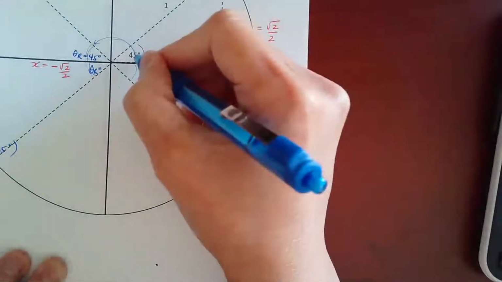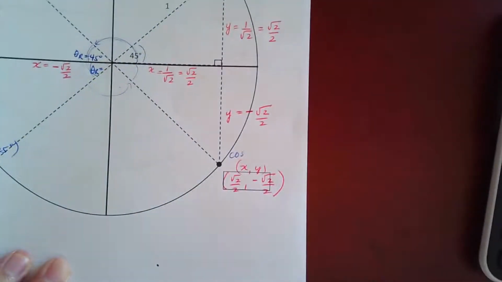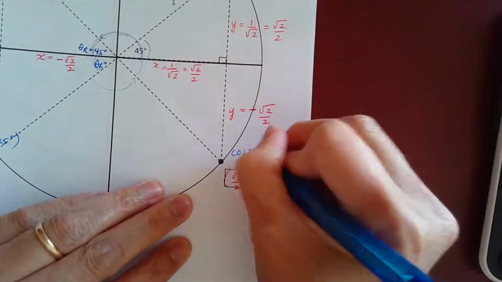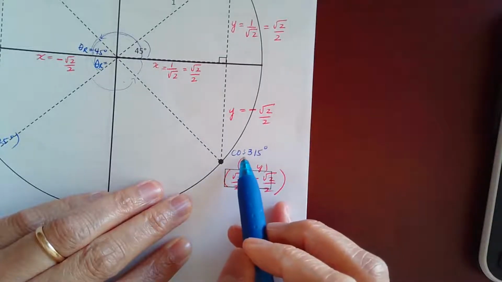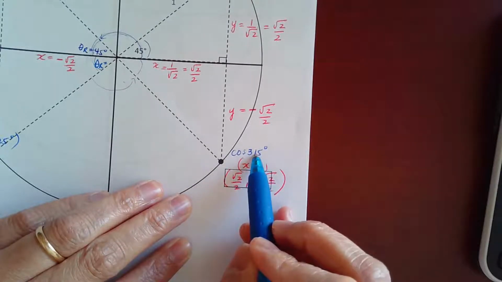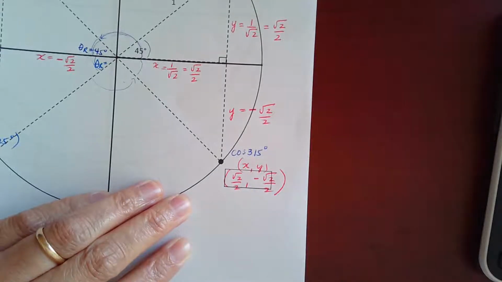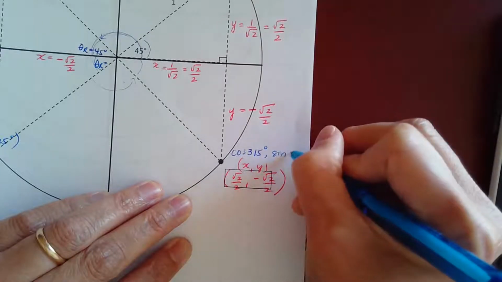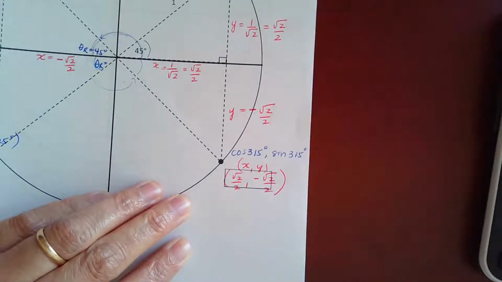And how much did we turn that way? All the way down here. So that's going to be 360 minus 45, so that's 315 degrees. So if we type in cos of 315 degrees, they're really asking for the x coordinate in a unit circle, positive root 2 over 2. And then the y would be the sine of 315 degrees, which is negative root 2 over 2.